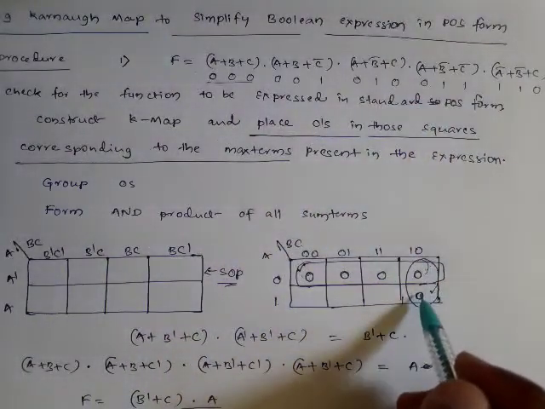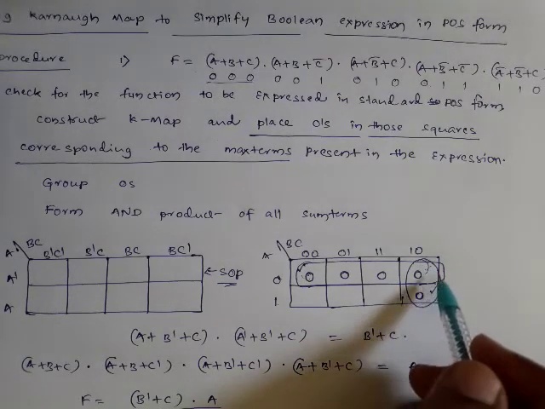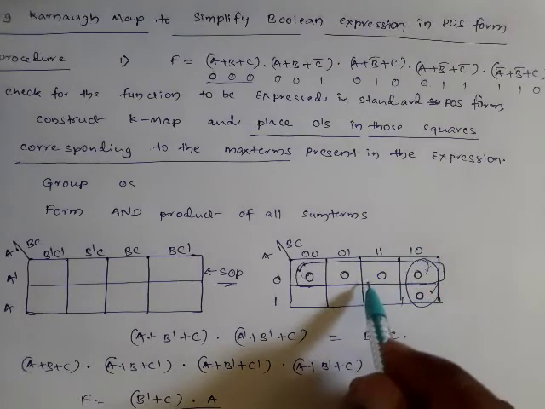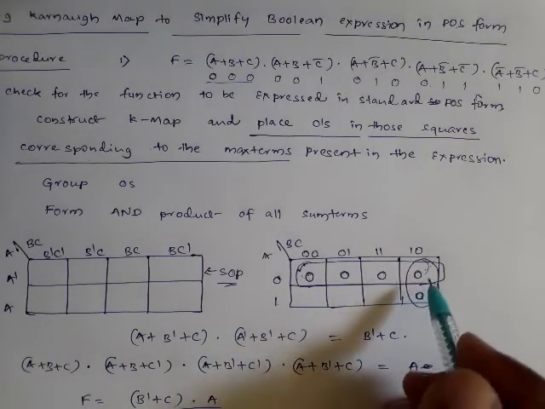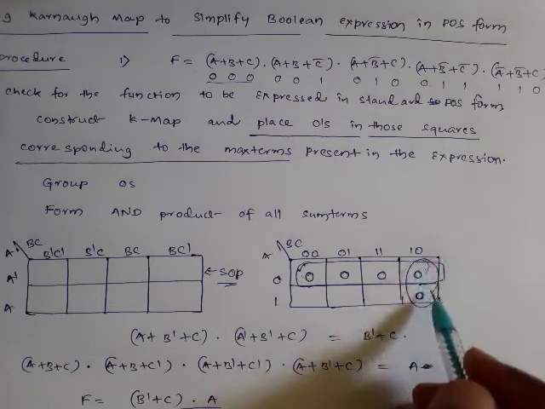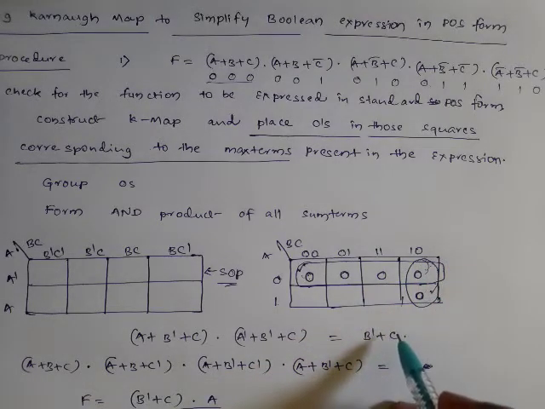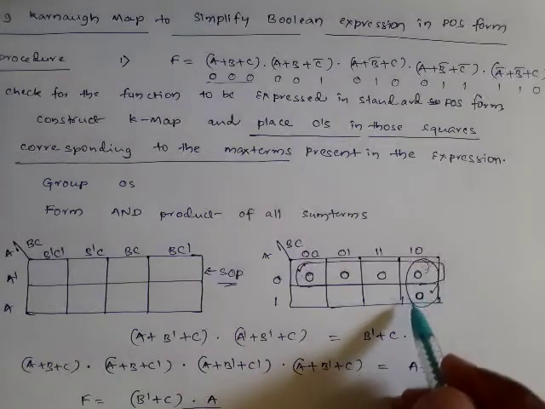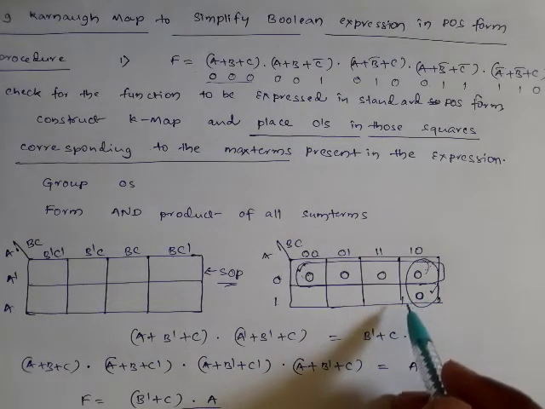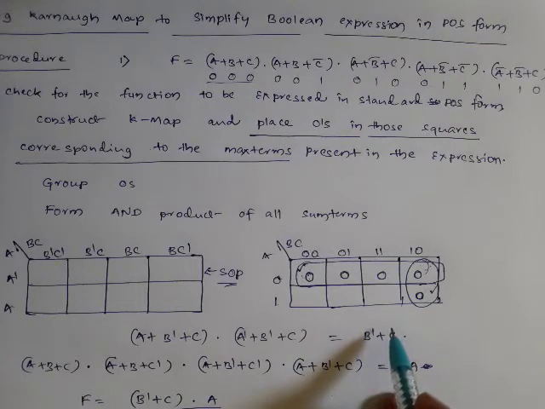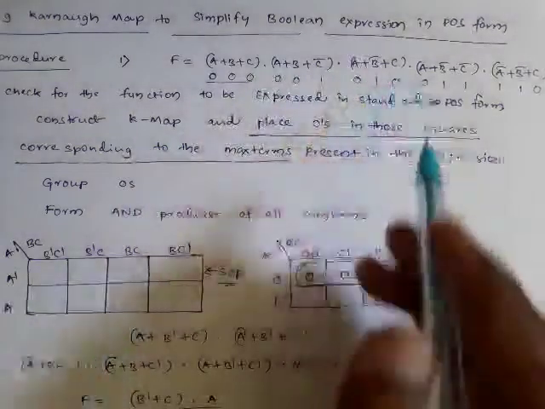Once you enter the zeros, you have to start forming groups of zeros by following similar rules as we grouped ones. Once you finish, each group of zeros will generate a sum term. And finally, to get the final expression, you have to take the AND product of all the sum terms and write this as an expression, and that will be the simplified expression of the given Boolean expression.